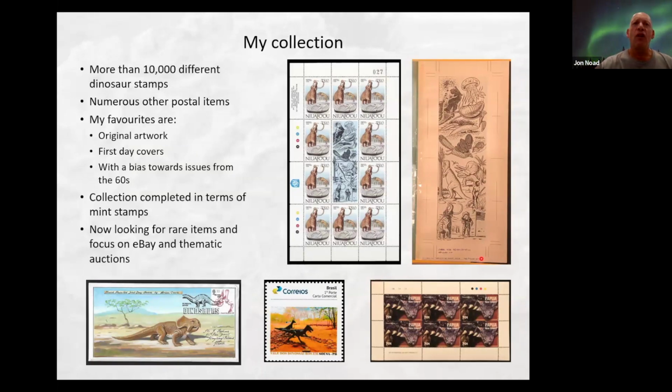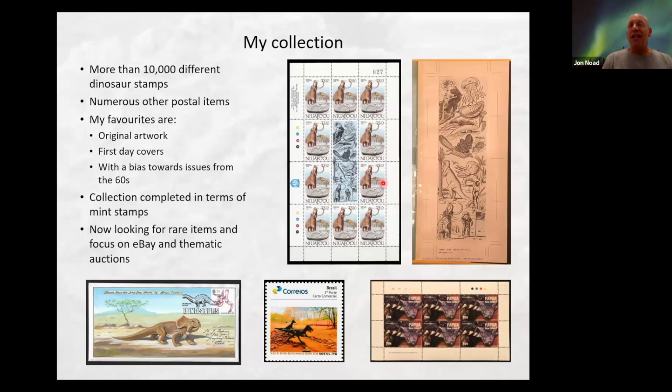I've got an example here from Niuafo'ou, Tonga, where you can see that the artwork on the right-hand side here is that center panel. So it's not actually the stamps themselves, but it's the center panel from this issue. I have a bias towards early stamps, and we'll see why that is a little bit later on.